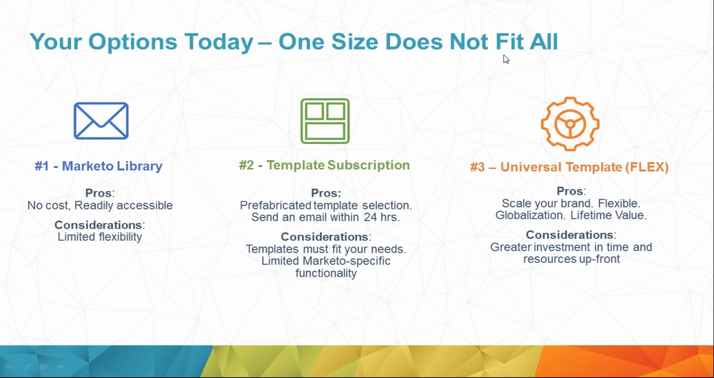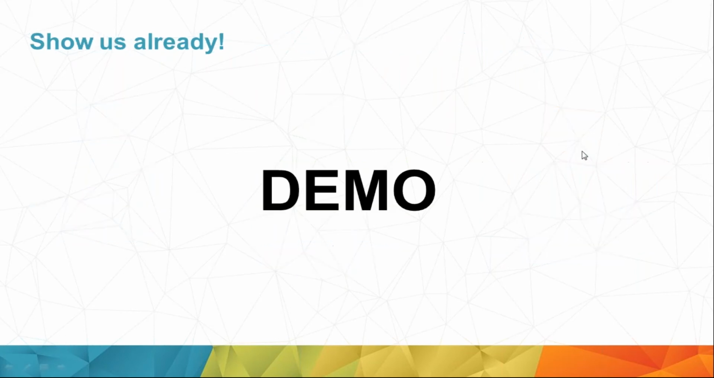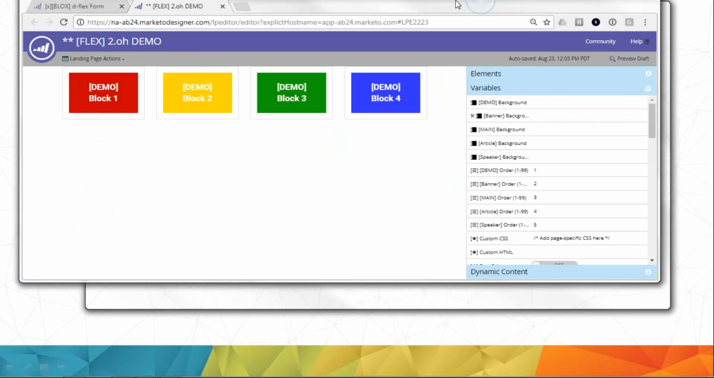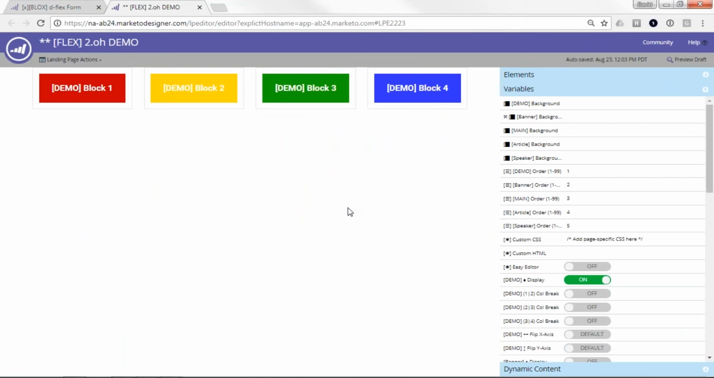And we all know the options today: you could use the Marketo template library. However, this can be very limited, along with subscriptions, which are also limited with a one-size-fits-all functionality. And with our Flex universal template, what we call Flex at Digital Pie, we give you the ability to scale your brand and provide greater usability when you set up the Flex architecture. Now on to the important stuff. I'll leave it to Dave Roberts, our expert, and he'll show you our Flex architecture and how it works. Take it away, Dave.